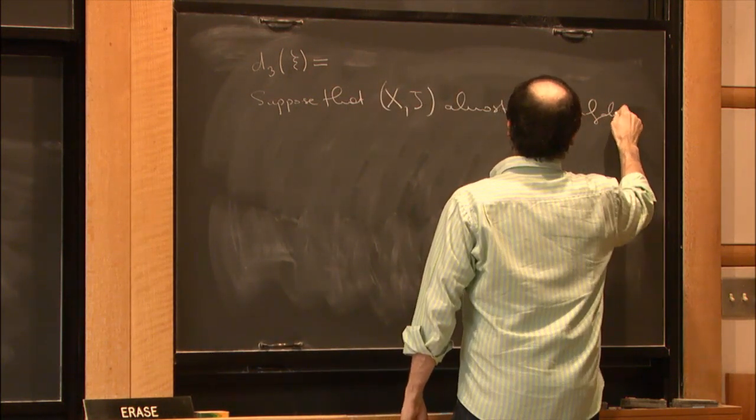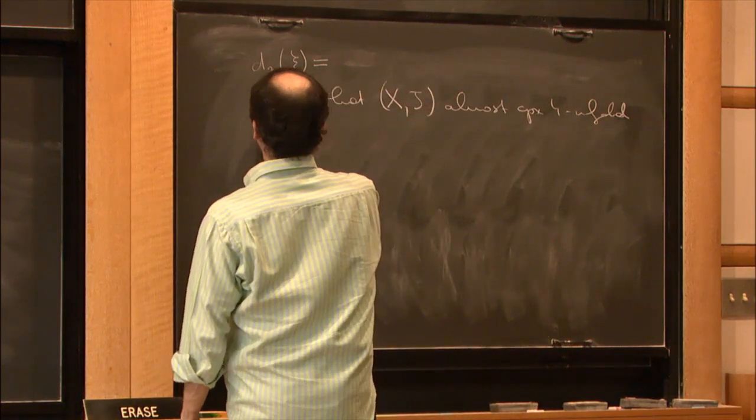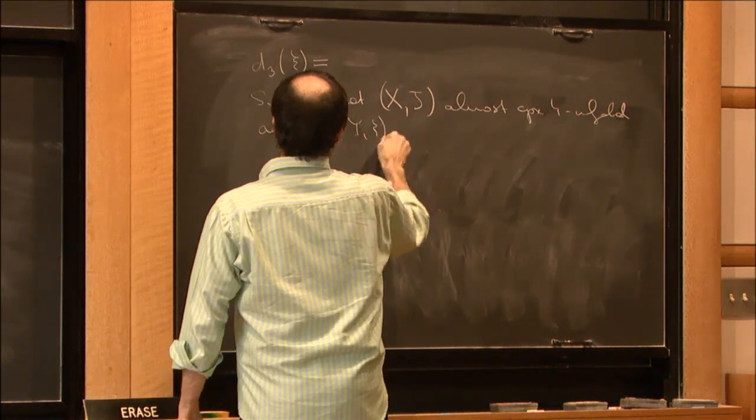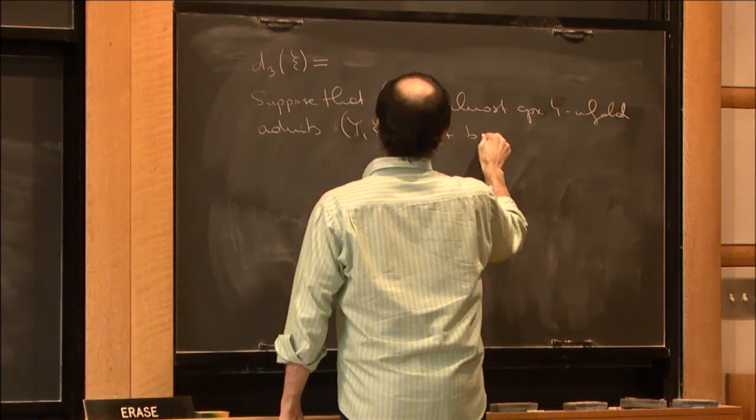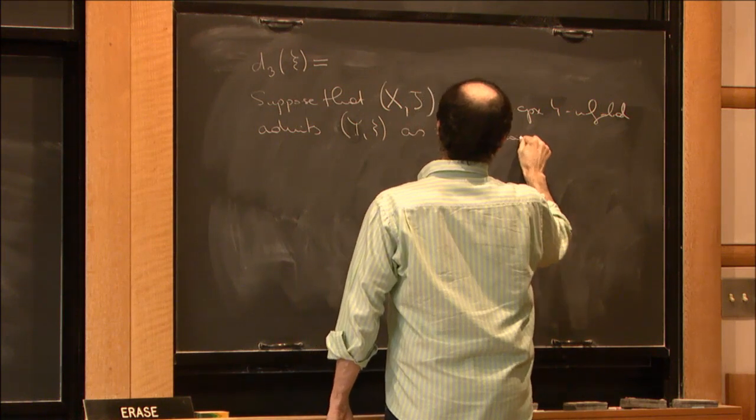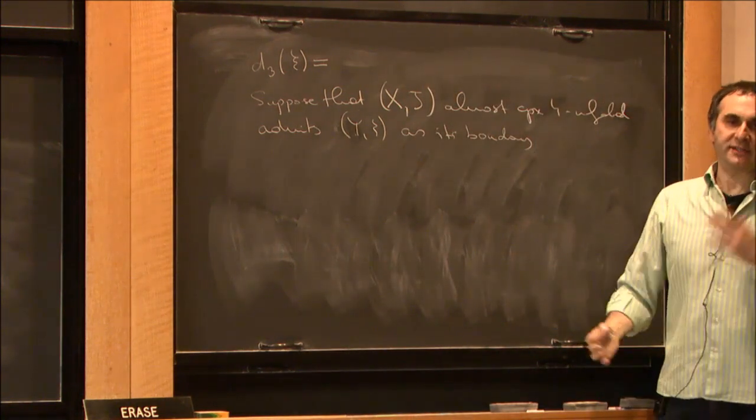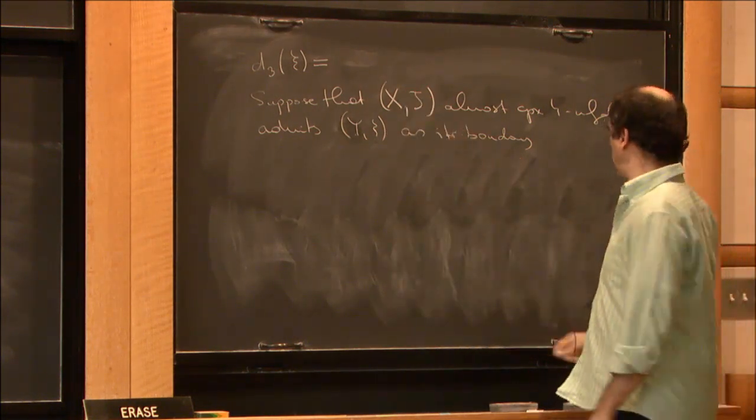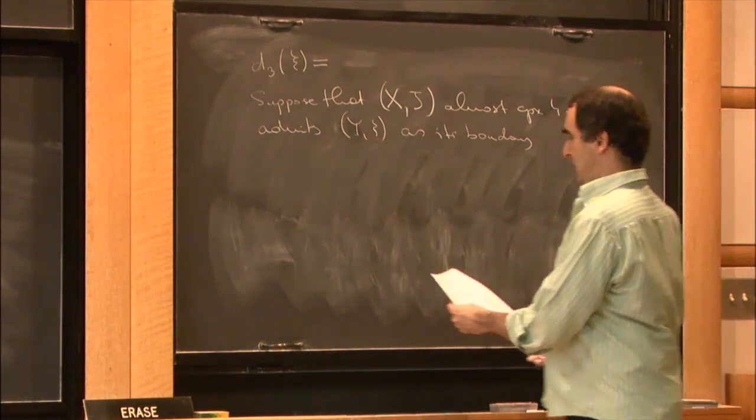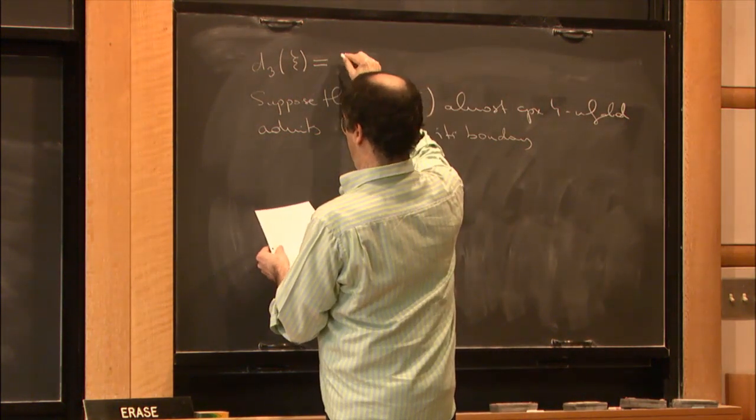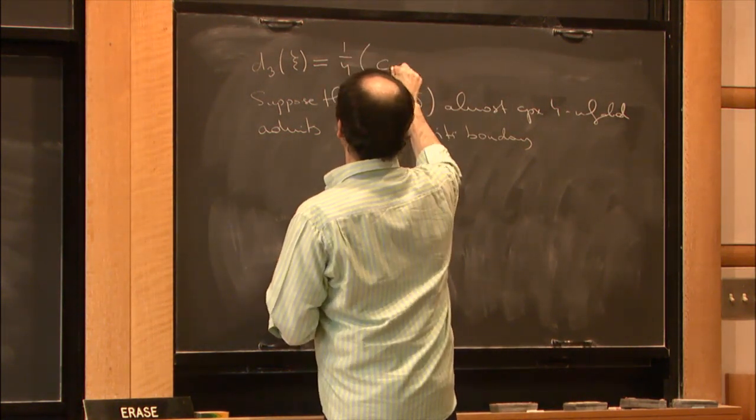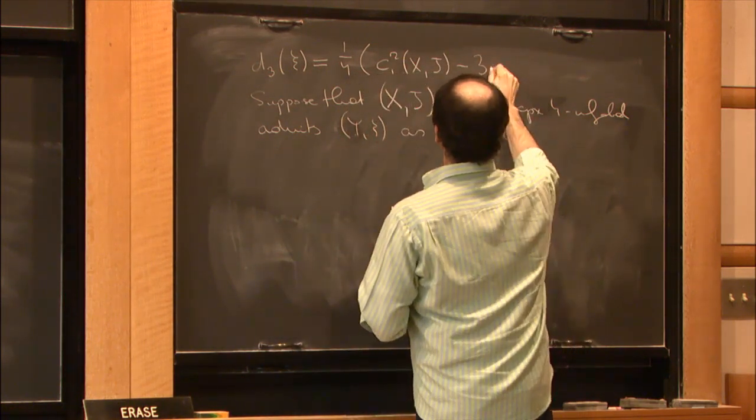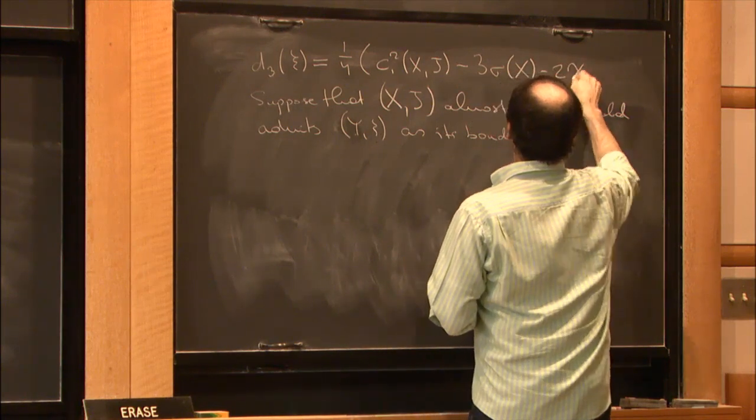So suppose that (X, J) is an almost complex four-manifold which admits (Y, psi) as its boundary, by which I mean that the boundary of X is Y, and psi is the two-plane field given by the complex tangencies of XJ. Then here is the formula for computing that particular number: 1/4 (c1 squared of XJ minus 3 signature minus 2 Euler characteristic).